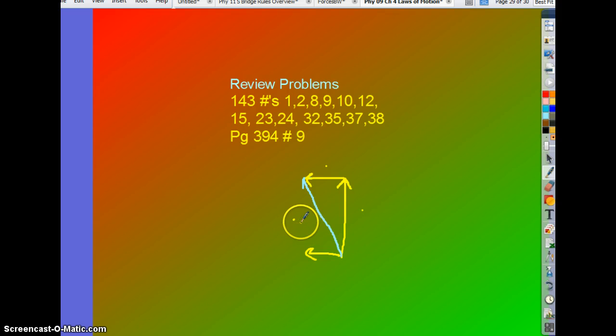Then you have number 12. A dog pulls with a force of 5 newtons at 37 degrees. Find x and find y. And it's just a matter of doing SOHCAHTOA. Hypotenuse, angle. So cosine of the angle times the hypotenuse gives you x. Sine of the angle times the hypotenuse gives you y. And it ends up being a 5, 4, 3 triangle.